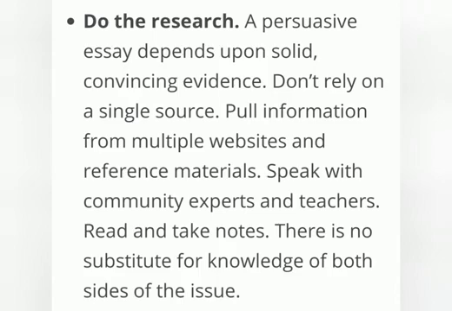Don't rely on a single source. Pull information from multiple websites and reference materials. Speak with community experts and teachers. Read and take notes. There is no substitute for knowledge of both sides of the issue. Find your chosen side, and then do the research. Research part is super important, children. You have to find the facts, whatever you're talking or writing.